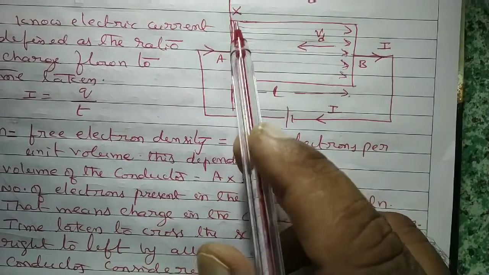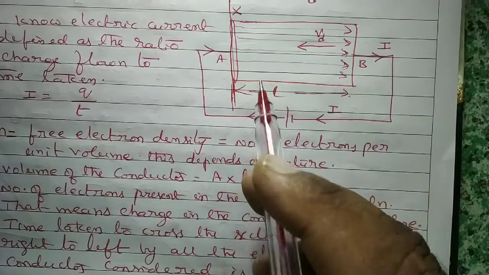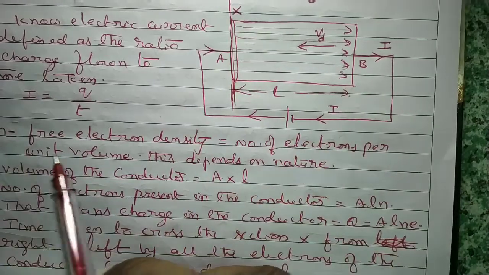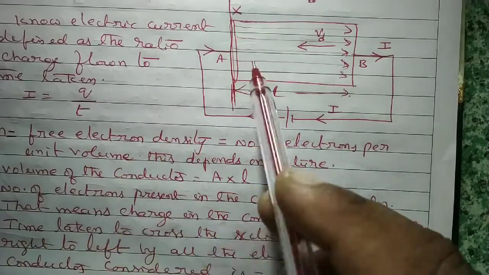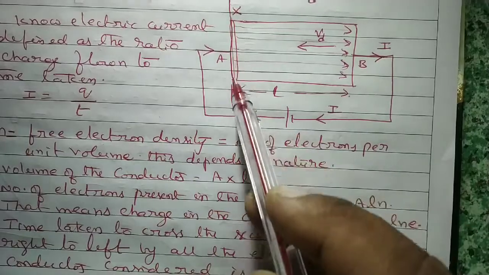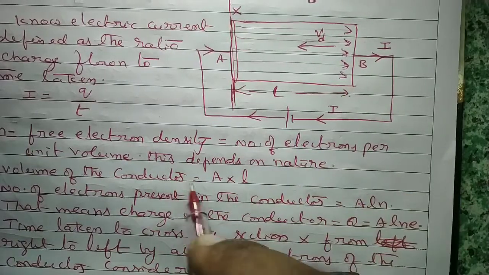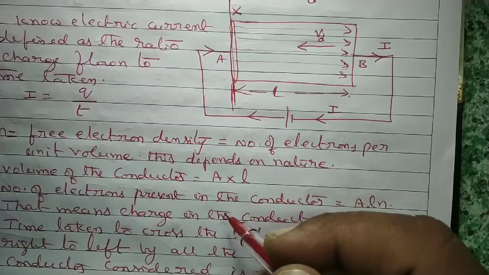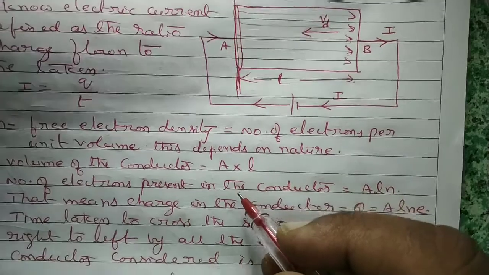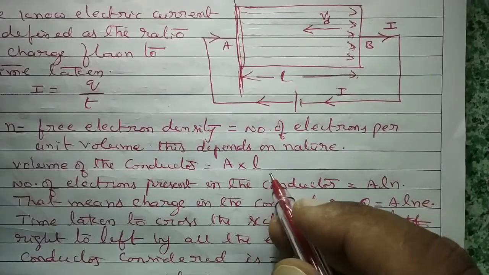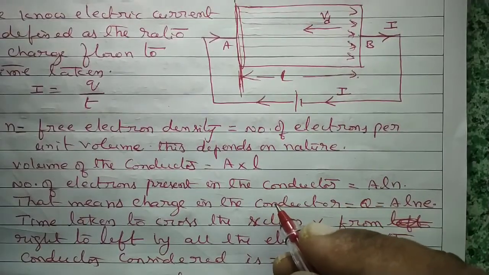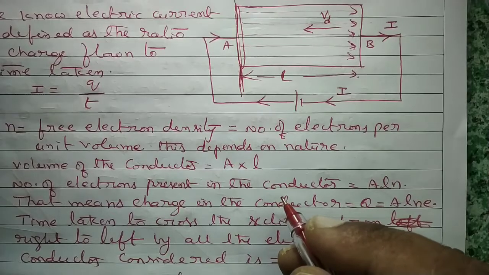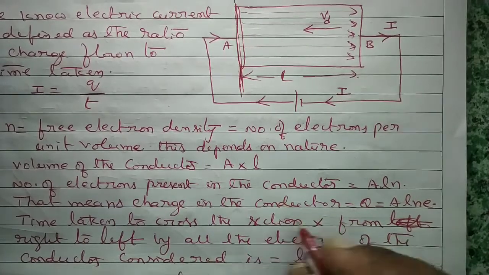So the material which we have taken here has n free electrons per unit volume. But here the material has cross-section area A, length L. So volume is AL. In unit volume, n electrons are present. Means what? In AL volume, how many electrons will be present? ALN. Each electron has charge e. So ALN electrons will have how much charge? ALNe. So the charge I found.